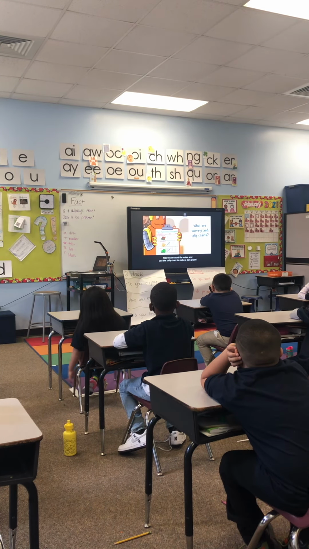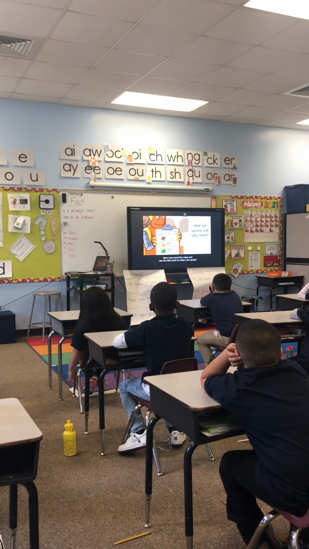Now I can count the votes and use the tally chart to make a bar graph. What is a bar graph? Before she gets into that, notice that she's asking the question that we've been asking in writing about some of our favorite things. She's then taking that data and putting it into tally marks. And we'll work with tally marks soon. Now she's going to put this into something she calls a bar graph, and let's see how she makes that.